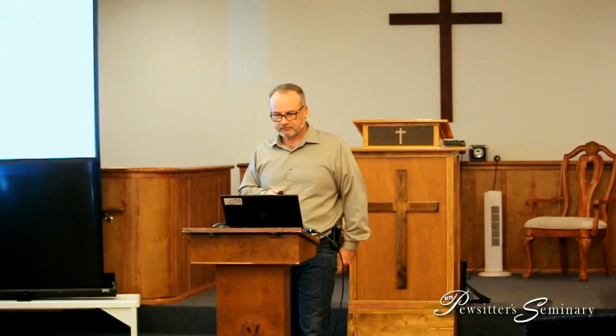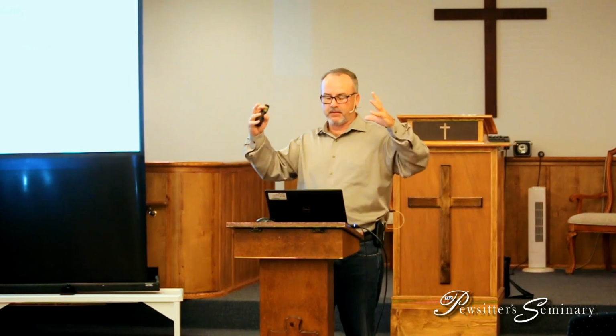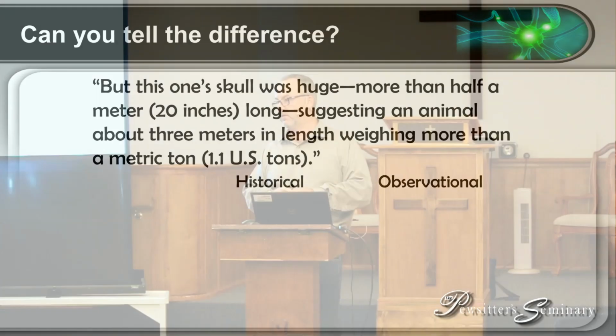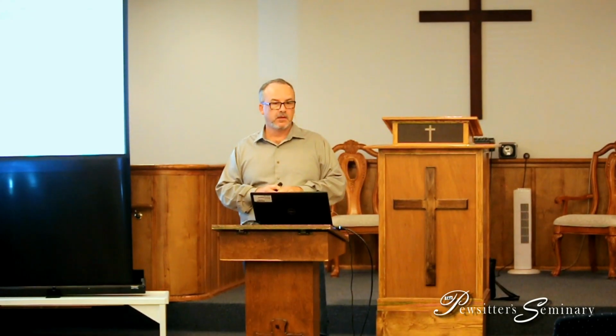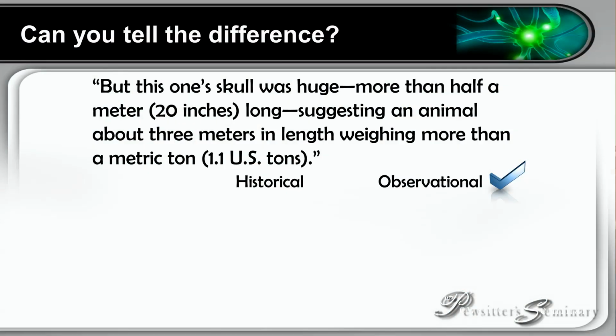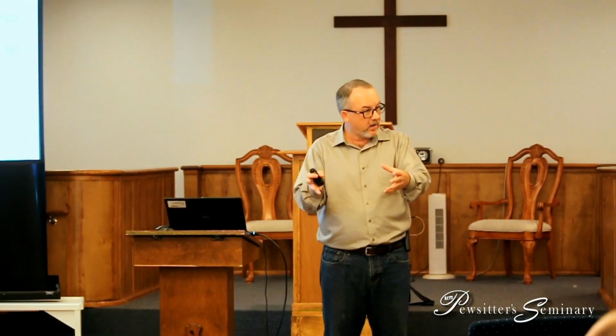Which one is this? This is a statement from an actual article. It's talking about a rodent, actually. It's talking about a rat that they found, bones that they found. This is the quote: But this one's skull was huge, more than half a meter, that's about 20 inches long, suggesting an animal about 3 meters in length, weighing more than a metric ton. That's a big rat. Okay, is this historical or is this observational? It's observational, isn't it? Why? Because I have something that I measured, something that I'm looking at, and then I'm extrapolating size from that measurement. That's not really talking about history. That's just talking about what I have now.